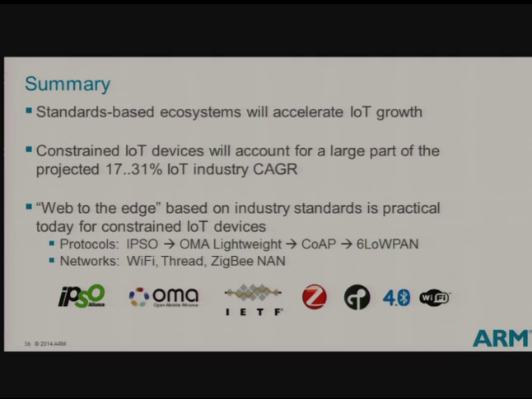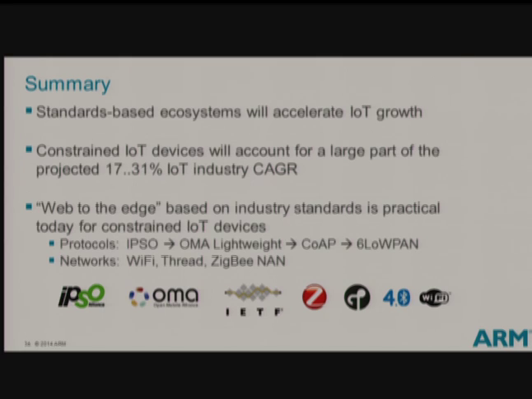We believe standards-based ecosystems will accelerate IoT growth. In fact, we believe that is the only thing that will accelerate IoT growth. We have to get from 120 standards down to some small number and decide how we're going to do this. Constrained IoT devices should be a big part of our consideration on which standards we really want to land on here. They're going to account for the large part of this projected 17 to 31% IoT industry compound annual growth rate. And web to the edge is a term that I'd like you to remember. I'm talking about stuff that's based on the same industry standards that we use on the web every day. The protocols are like those, but for constrained IoT devices.